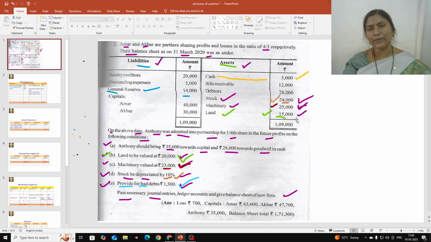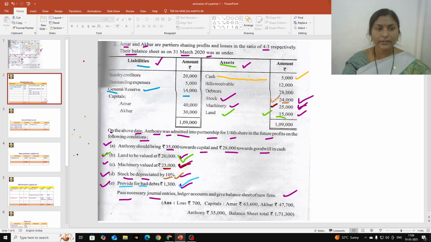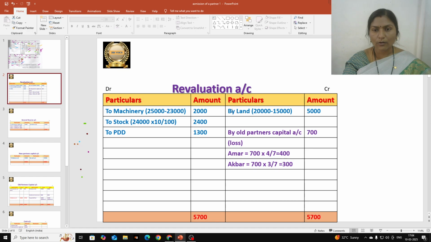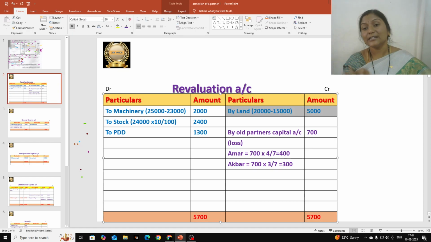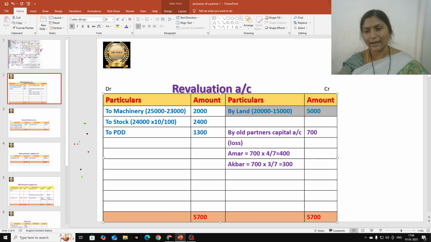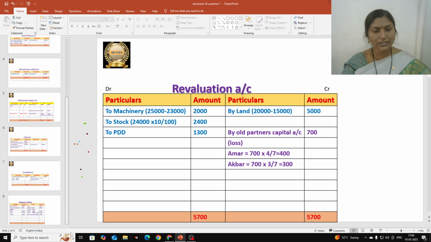Land 15,000 is appearing in the old balance sheet, and that land also we recorded in the revaluation account, on the credit side. Why? Because there is an increase in land. If an asset is recorded on the credit side of the revaluation account, the meaning is that the asset is increasing. So 5,000 rupees is increasing. We should add it to 15,000 in the new balance sheet, because 15,000 is the old value of land and now it is increasing by 5,000. We will show that change in the new balance sheet.